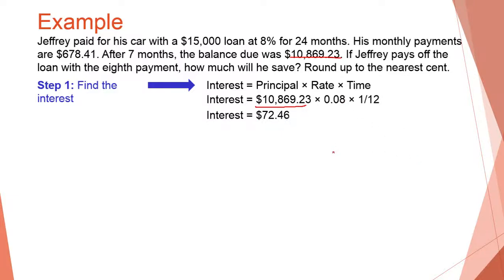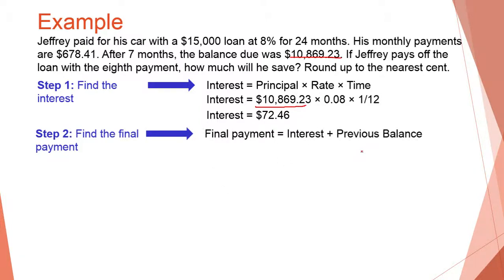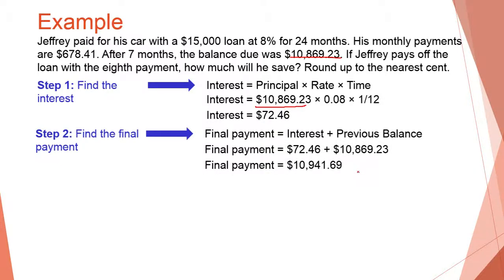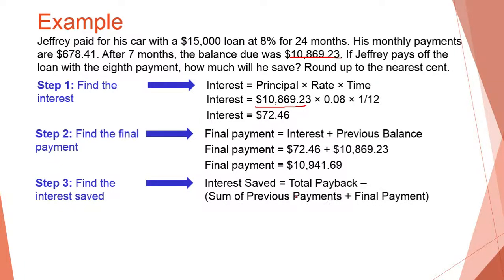Order of operations, we get $72.46. Once we have that, we find the final payment. Remember, like earlier, interest plus previous balance. That means the final payment is going to be $10,941.69. So last step is to find how much he saved.